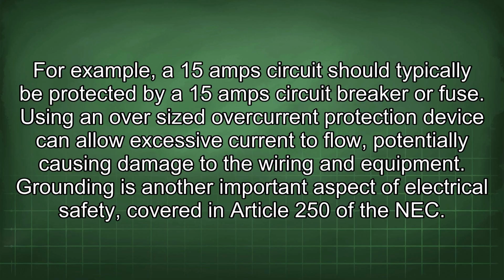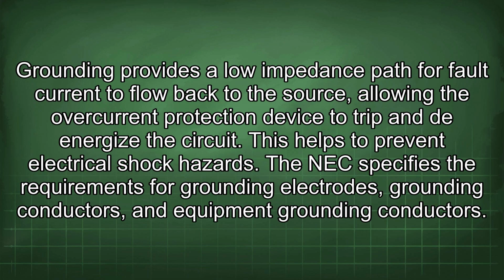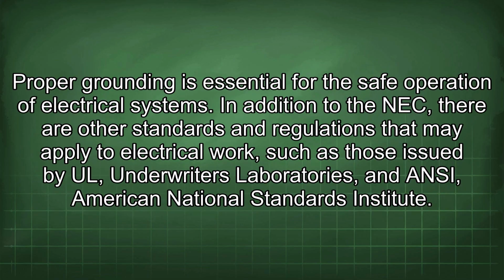Grounding is another important aspect of electrical safety, covered in Article 250 of the NEC. Grounding provides a low impedance path for fault current to flow back to the source, allowing the overcurrent protection device to trip and de-energize the circuit. This helps to prevent electrical shock hazards. The NEC specifies the requirements for grounding electrodes, grounding conductors, and equipment grounding conductors. Proper grounding is essential for the safe operation of electrical systems.